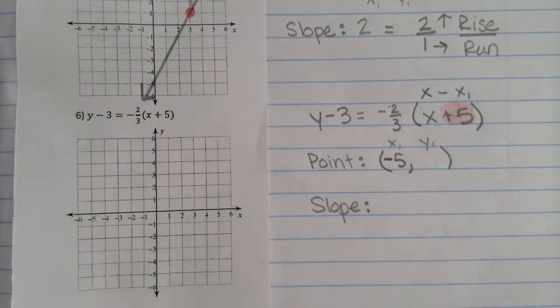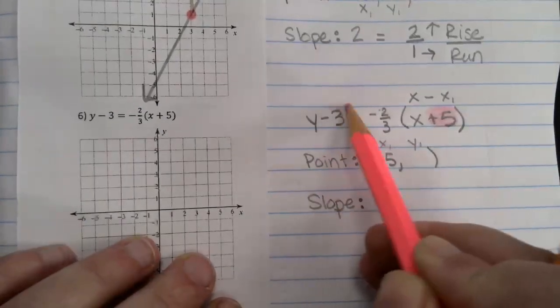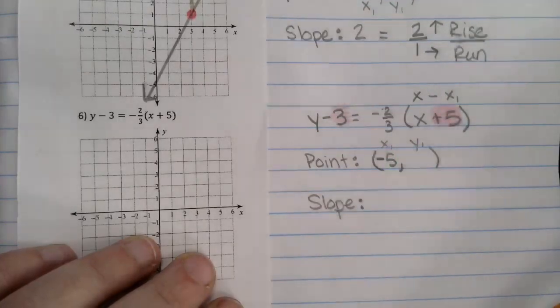Alright, and then what's our y1? 3. Except since it's negative, it's actually going to be a positive.